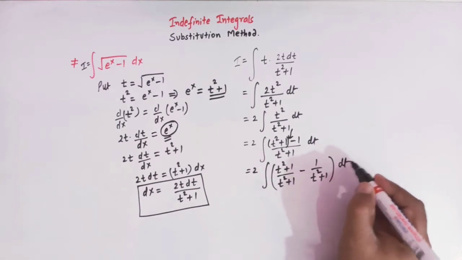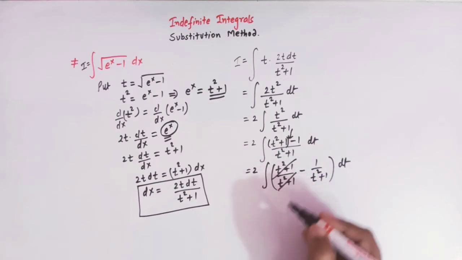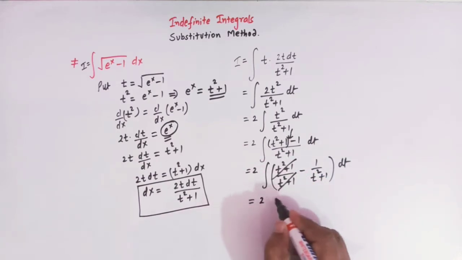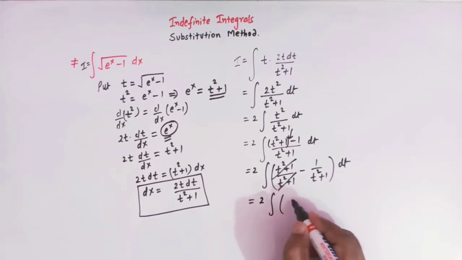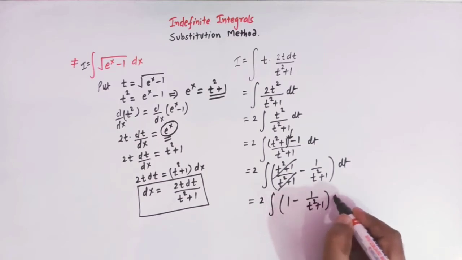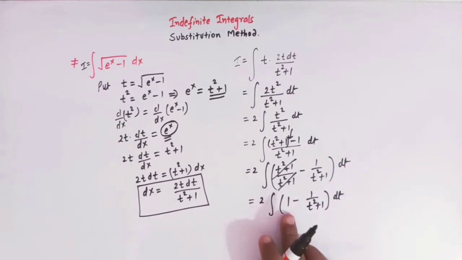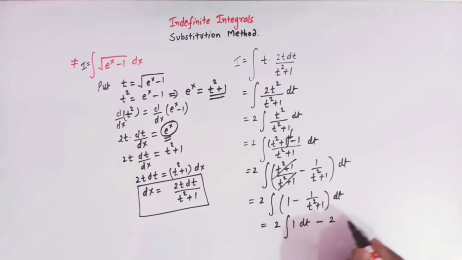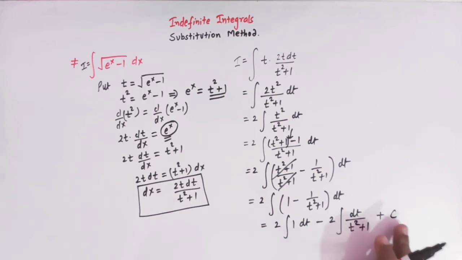Okay, so now here t square plus 1 and t square plus 1 get cancelled, so we are left with 2 times integral of 1 minus 1 over t square plus 1 dt, right? And now we can simply write this expression as 2 times integral of 1 dt, then we have 2 times integral dt over t square plus 1 and plus c, right, where c is the constant of integration.